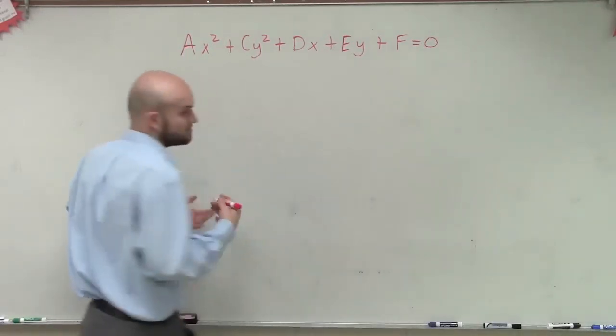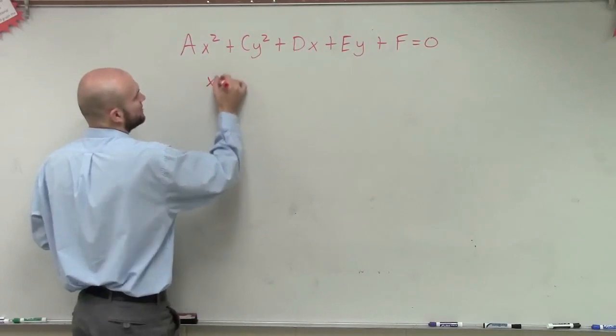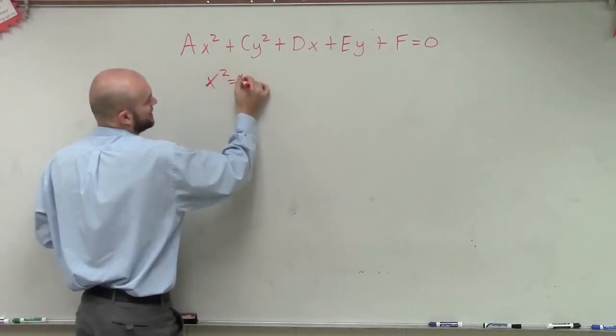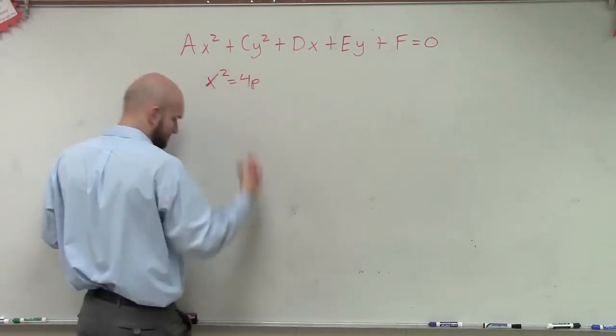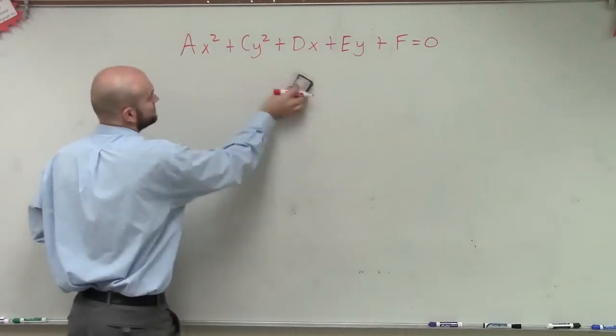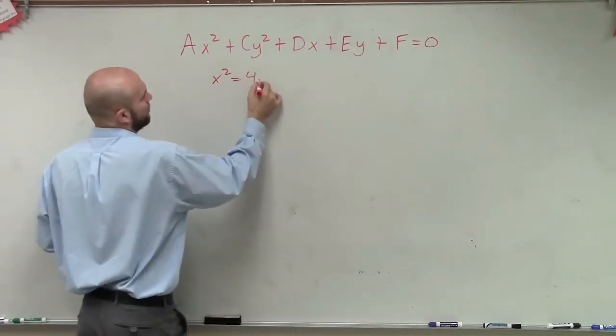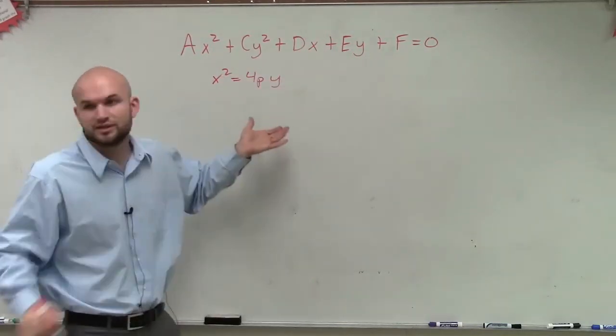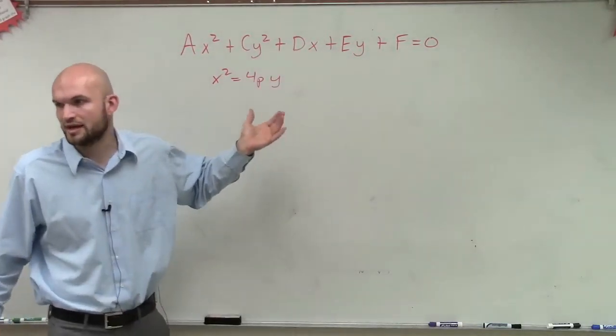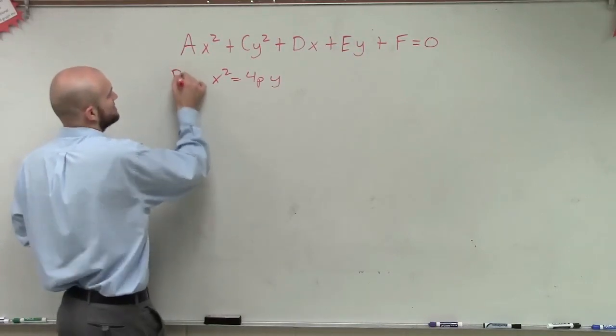So the first one we talked about was a parabola, where we said a parabola we could rewrite as x squared equals 4p. Let's just do the x and k. That's fine. And actually, let's do, so x squared equals 4py. That is a parabola with the vertex at the origin, right? So that was a parabola.